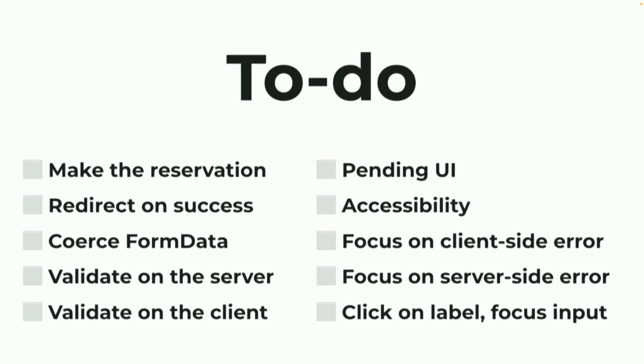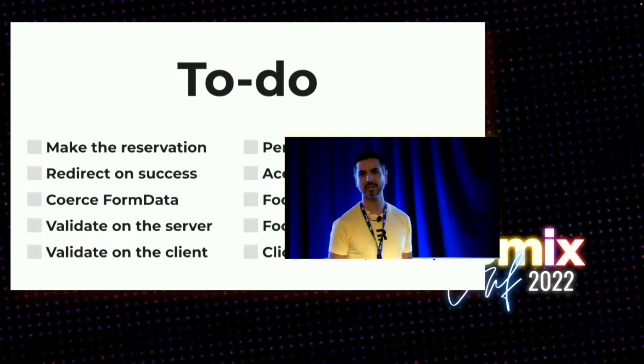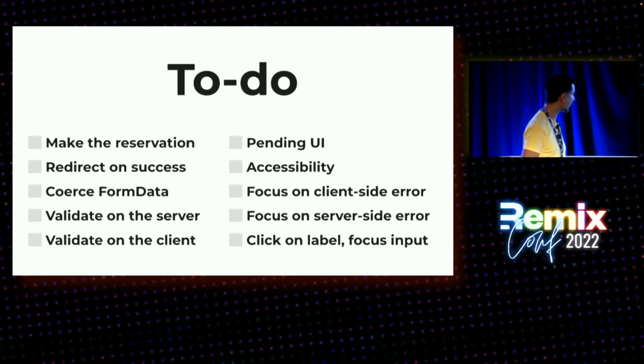We also need to validate on the server, make sure we only store valid reservations. And I'm going to argue that we need to validate on the client as well, because if the user is on a slow internet, and they have to wait for the entire round trip between client, server, and back, just to know that they didn't fill a required input, it wouldn't be a good experience. We need pending UI just to let them know that we are submitting the form.